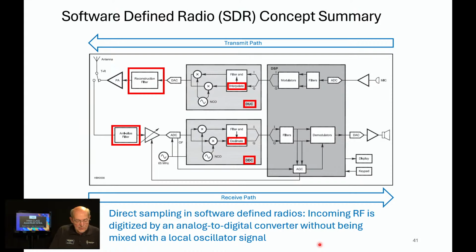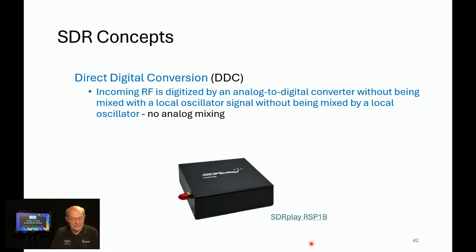Some blue text for you. Digital sampling and software-defined radios. Direct sampling: incoming RF is digitized by an analog to digital converter without being mixed with a local oscillator signal. So there's no analog here at all. So we've repeated that here. Direct digital conversion, DDC.